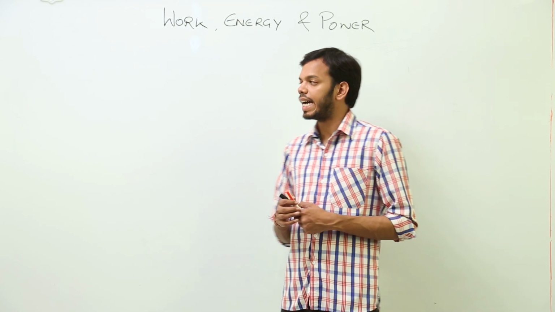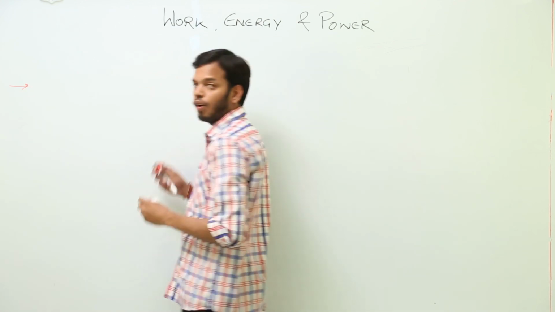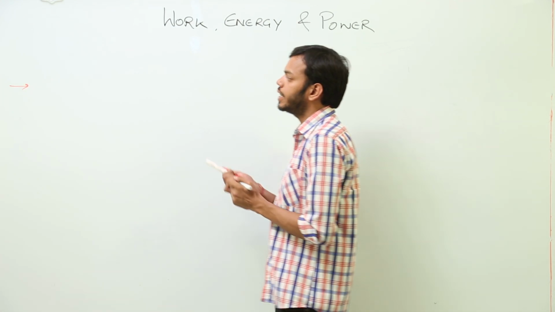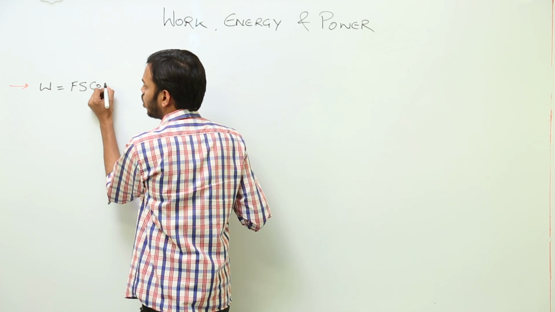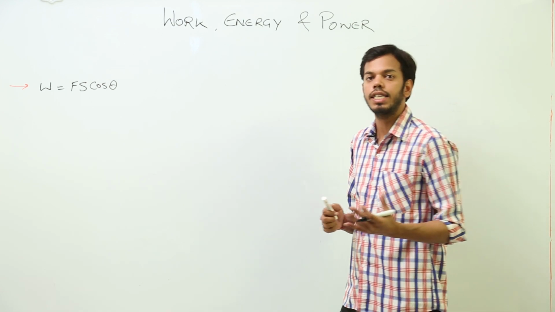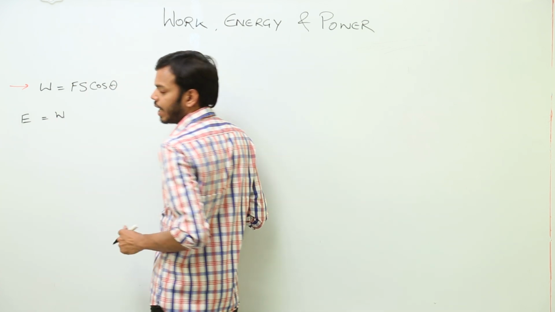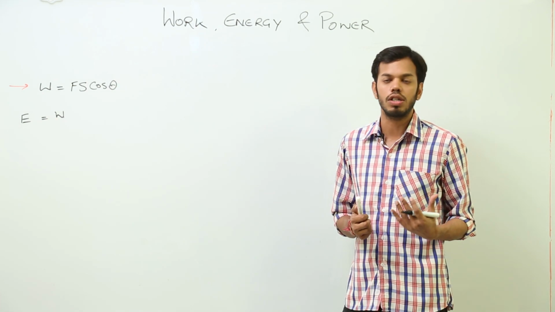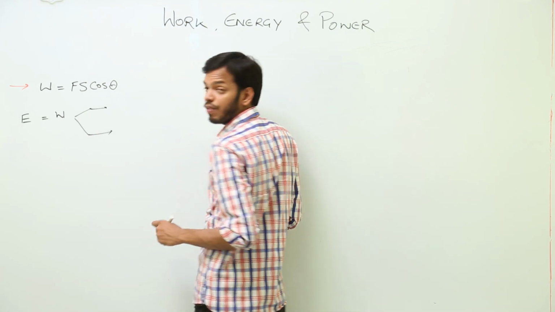Hello students, last class we discussed the various formulations for work done. First, we studied work done, for which the formula derived was F s cos theta. Then we discussed that work done is equivalent to energy. So energy and work done are the same, which is why their SI units are also the same.